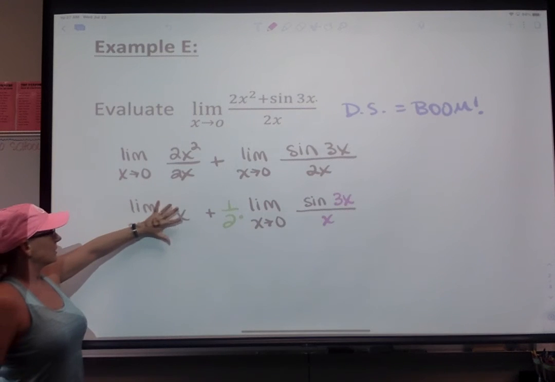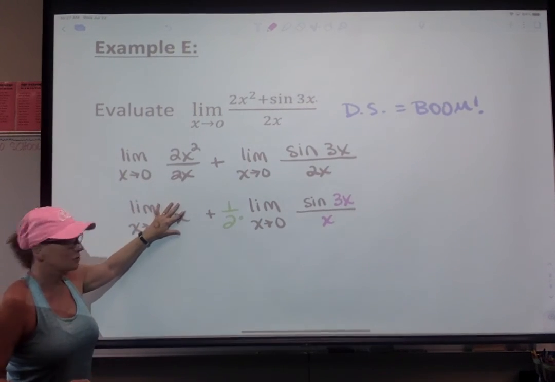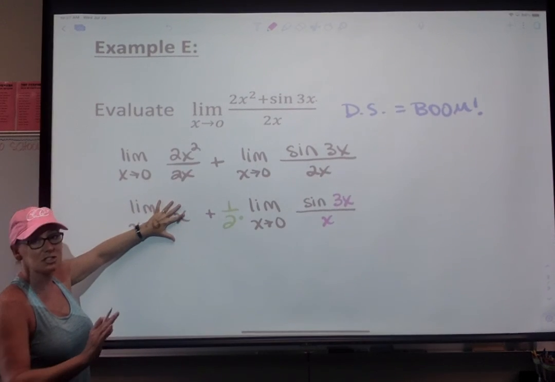All right, so let's go ahead and do this limit first, because we're going to knock this one out and we won't have to write so much. The limit as x approaches 0 of x, this is just 0.